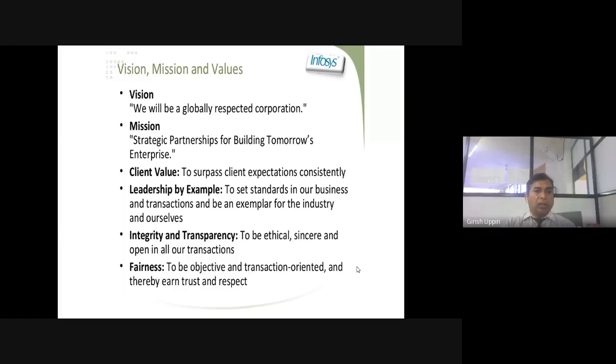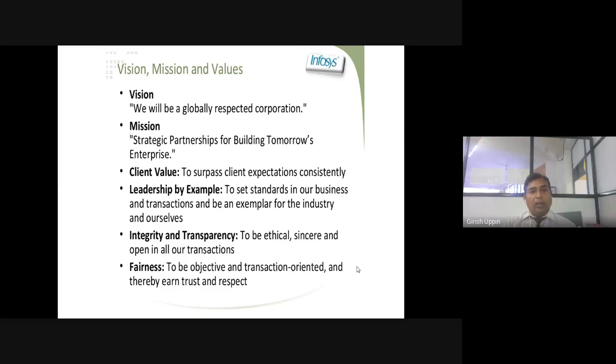The vision is to be a globally respected corporation. That is the vision of Infosys. Then, strategic partnership for building tomorrow's enterprise. That is the mission. Client value to surpass client expectation consistently. One of the key factors about Infosys is that whatever the client expectations, it meets them. Not only does it meet them, it exceeds their expectation. So that is how Infosys has built its credibility with the client.